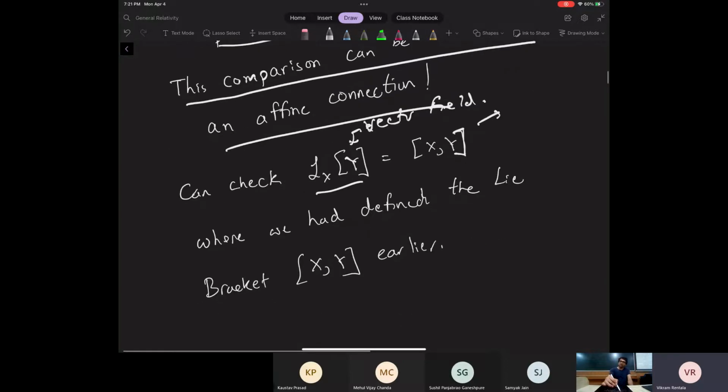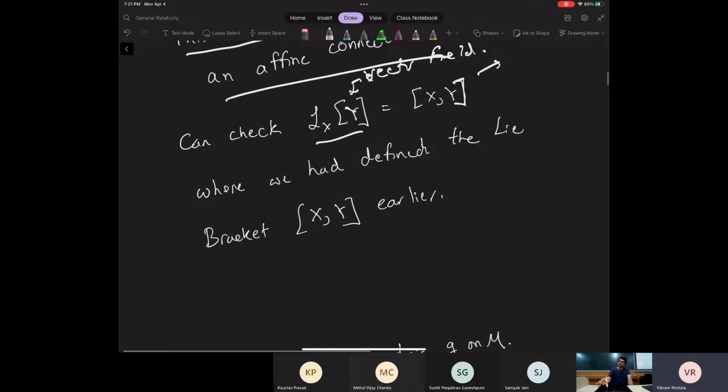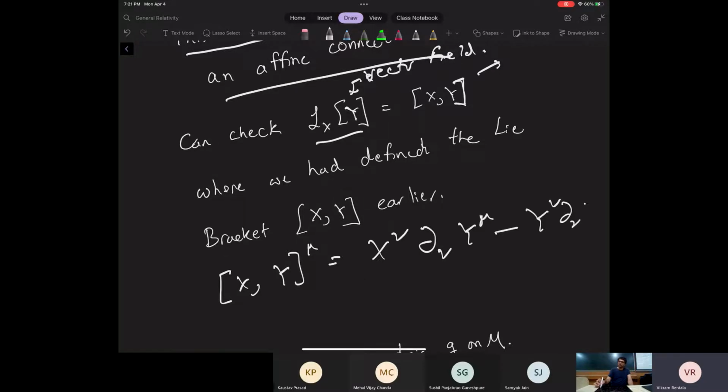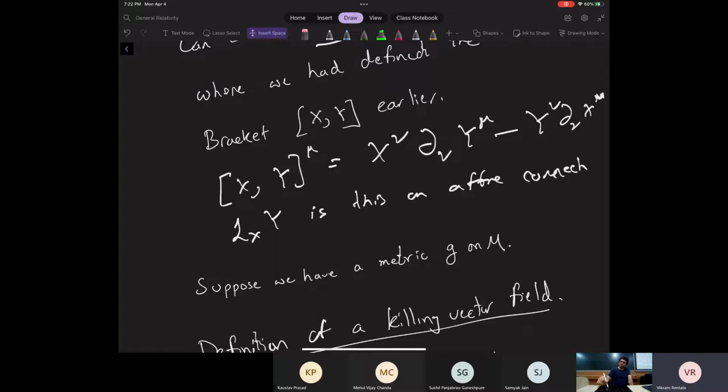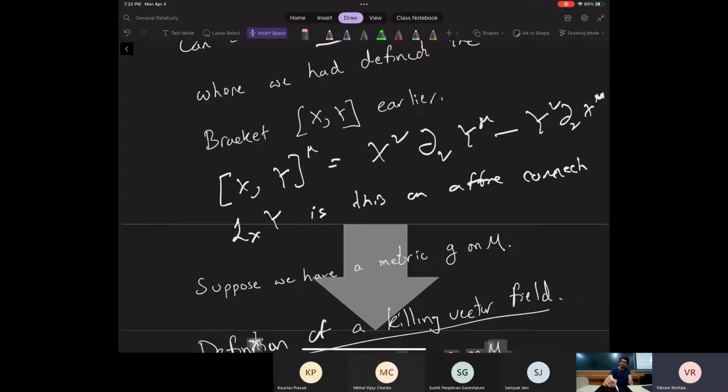Which we had defined earlier in the class. We had defined this Lie bracket of XY. So in components, the Lie bracket of XY was something like X^ν ∂_ν Y^μ minus Y^ν ∂_ν X^μ. All right, so the reason why this is not an affine connection is, if you consider an affine connection, is this an affine connection? And the answer is no, this derivative is not an affine connection. And that's why you can define it without defining parallel transport.